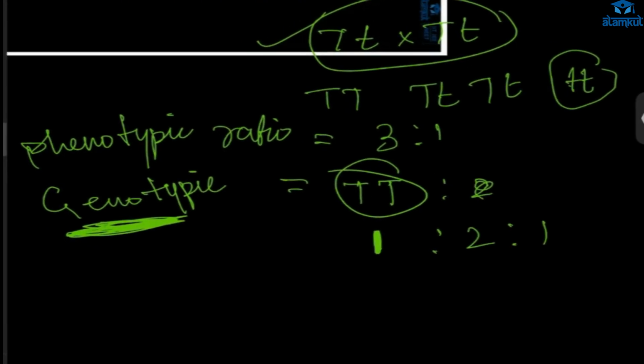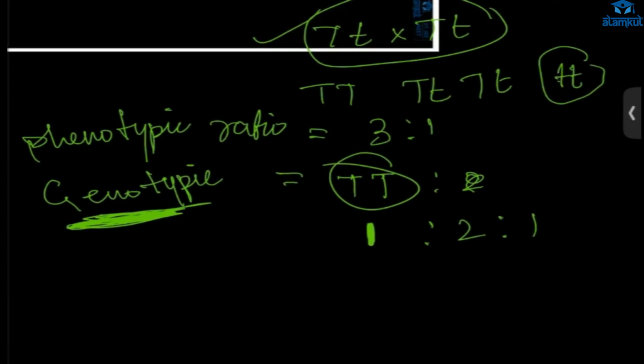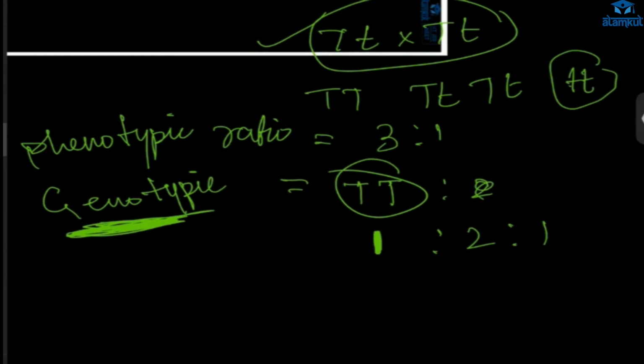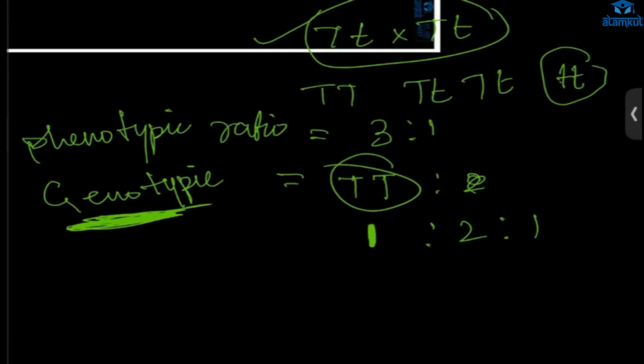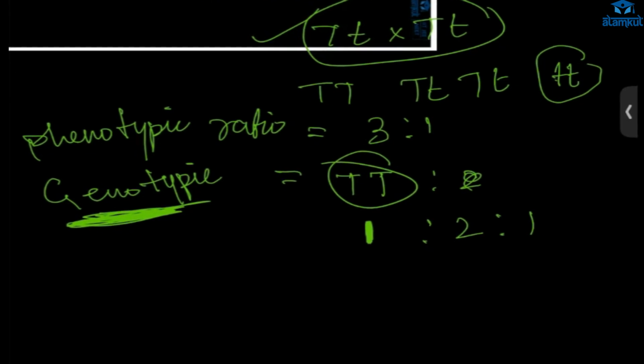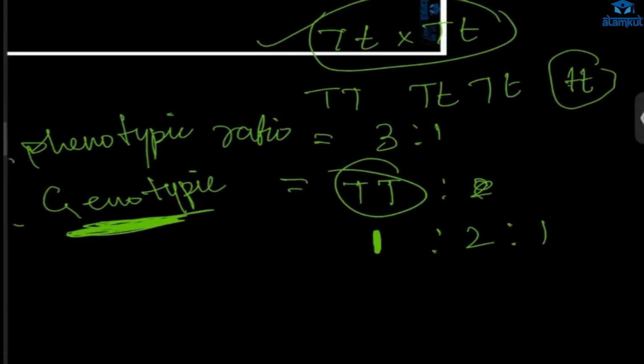Whenever I ask about genotype, that means what is the composition of it? What is the allele present there? You have to remember that. Phenotype, what is the character? Trait. That's all. Got it? That's the difference.